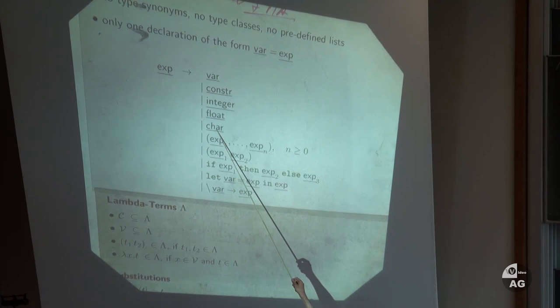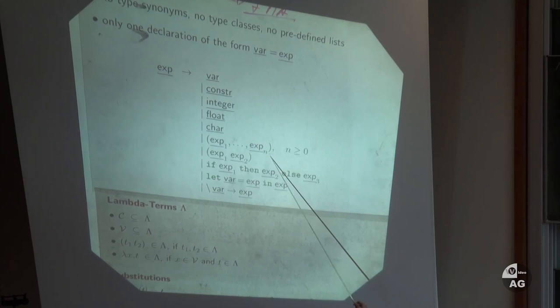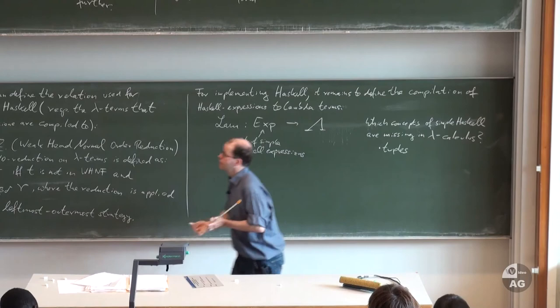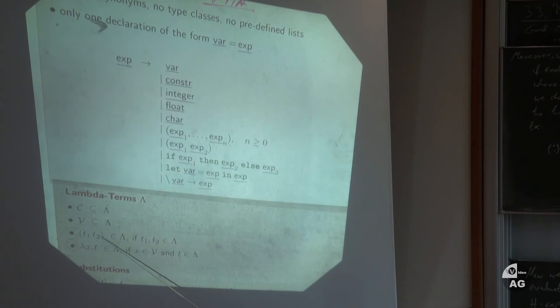Here we have a concept that does not exist in the lambda calculus, namely the concept of tuples. In the lambda calculus, there are no tuples. This is not a tuple. This is an application. So a tuple does not exist. So we have to translate tuples in some way. Then what's the next thing? Well, the next thing are applications. Now, applications we have in the lambda calculus as well, so that's not a problem. Then we have if-then-else. Okay, if-then-else we don't have in the lambda calculus, but that doesn't look too difficult.